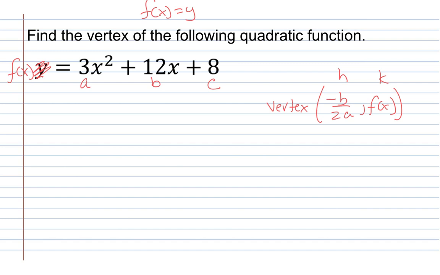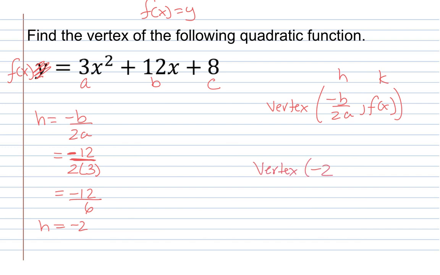Okay, so that means I'm going to have h is equal to negative b over 2a. I'm going to plug it in, and I have negative, my b is 12. That negative is part of the formula. That 2 is part of the formula. Division sign is part of the formula, and times my 2a, which is 3. So now I have negative 12 divided by 6, which equals h is going to be negative 2. So now we know that the vertex, or part of the vertex, is negative 2.